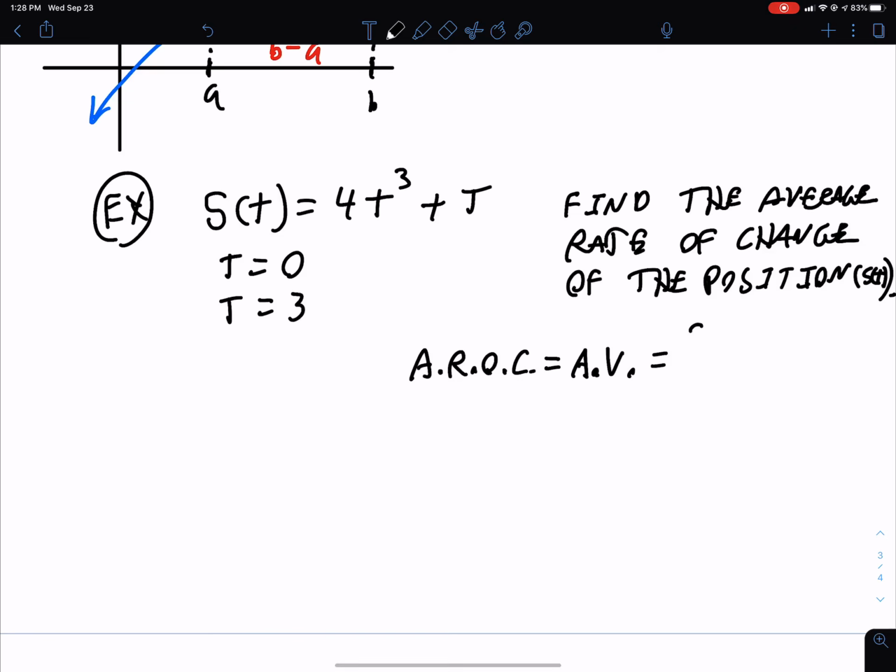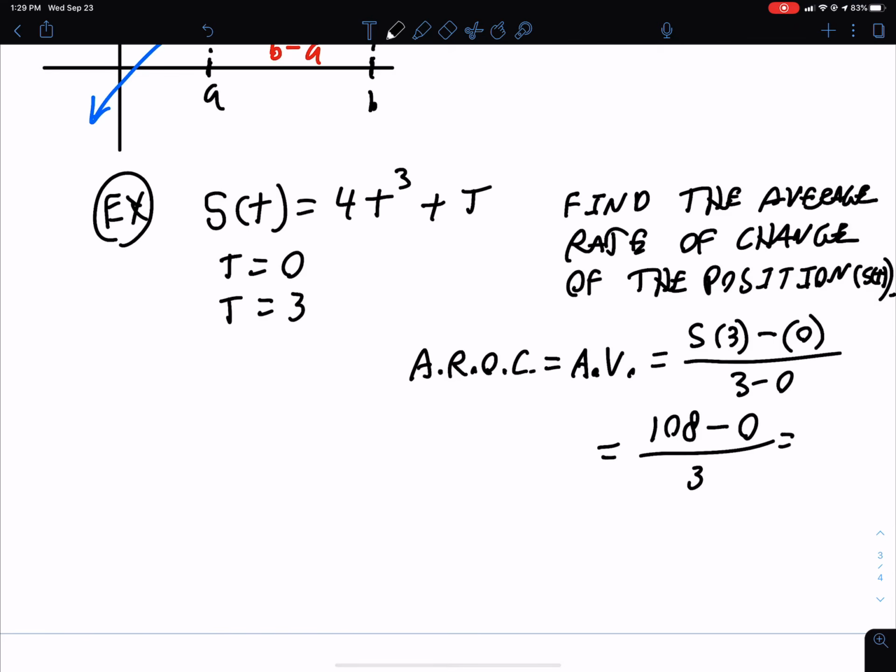Well, I take my final position. Where did I end up? I ended up there. Where did I start? I started there. Over my change in time. Well, s of 3, 27, 54, 108, minus s of 0, which is 0, over 3. So that, I got to do that in my head. Oh, it's nice. 3, that's 90, 18, 36. And assuming our units were miles and hours, I'll just do that, 36 miles per hour. So that's how you find average rate of change, or in this case, average velocity, final position minus initial position divided by change in time.